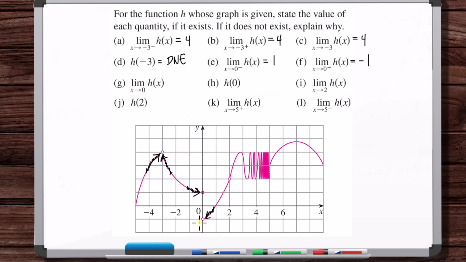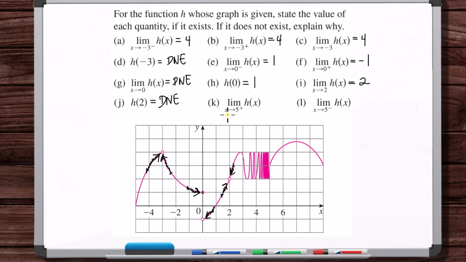What about the limit as x approaches 0 in general? That doesn't exist. We're not approaching the same value on both sides. What about h of 0? We can see that's 1. Okay, what is the limit as x approaches 2? Well, coming from the left and coming from the right, we're actually sandwiching the output in this case, which doesn't matter, but we're approaching the same value coming from the left and the right, which is 2. Now, what's h of 2? This doesn't exist. But h of 2 could have been 4, and that wouldn't have had any effect on this limit here.